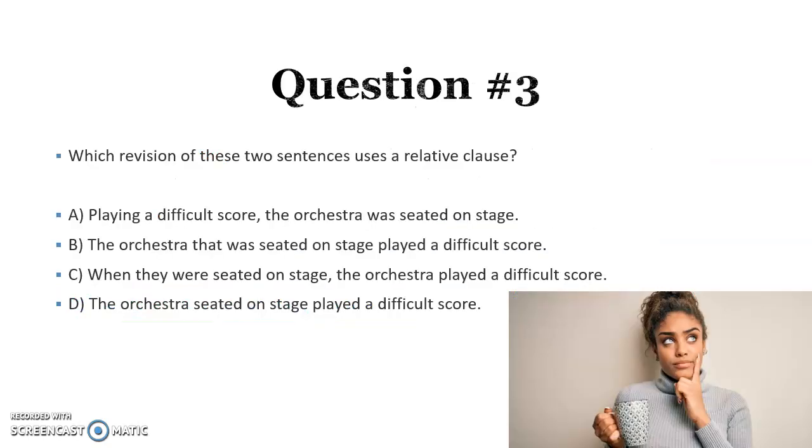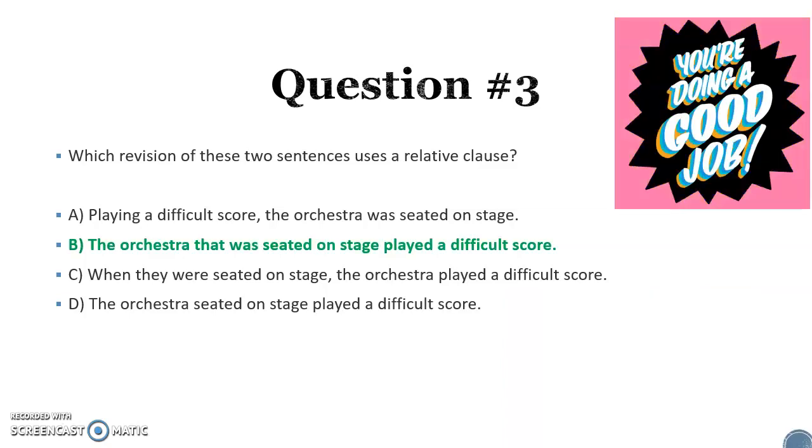So question number 3, which revision of these two sentences uses a relative clause? A, playing a difficult score, the orchestra was seated on stage. B, the orchestra that was seated on stage played a difficult score. C, when they were seated on stage, the orchestra played a difficult score. Or D, the orchestra seated on stage played a difficult score. And that correct answer is B, the orchestra that was seated on stage played a difficult score. And we have that starting with that.